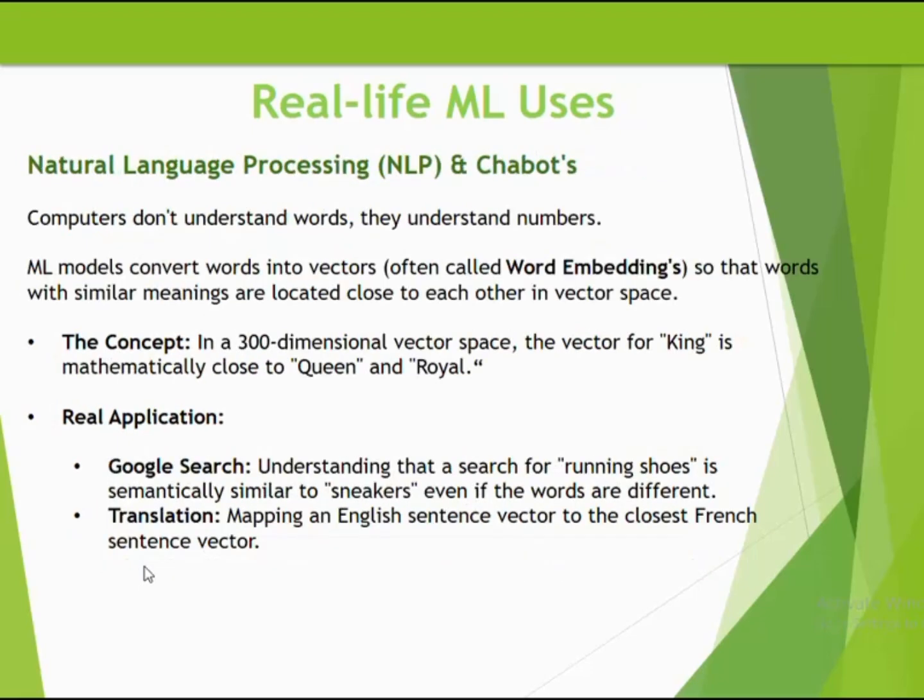Now moving to another real life use case, that is the usage of vectors in natural language processing and chatbots. Actually, computers don't understand words, they understand numbers. So words are converted into vectors, which is often called word embeddings. The words which have similar meanings are then located close to each other in a vector space, right? So let us take an example. In a three-dimensional vector space, the vector for king is mathematically close to queen and royal.